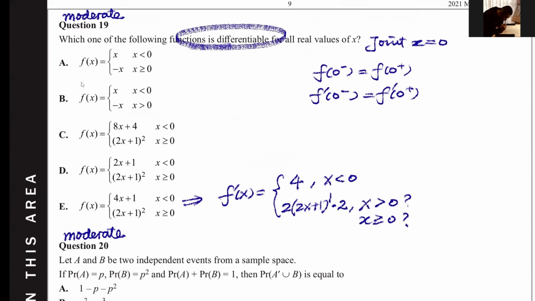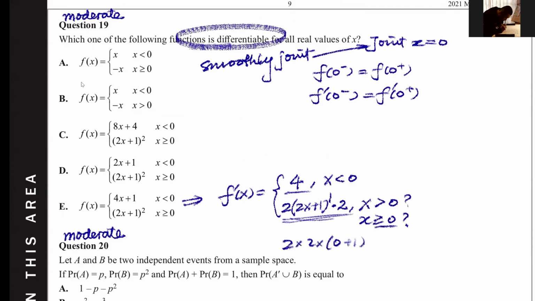That is the definition of differentiable, or we call it smoothly joint at x equals to 0. So we must make sure if it's smoothly joined, they must have the same gradient from both sides. So 2 times 2 times 0 plus 1, if you chuck in 0, that is indeed 4. That's why we use x greater than or equal to 0. So the gradient function is also continuous. And if you check the y values, like this is 0, this is 0, 1 equals to 1, okay? So that's why option E is the correct answer.